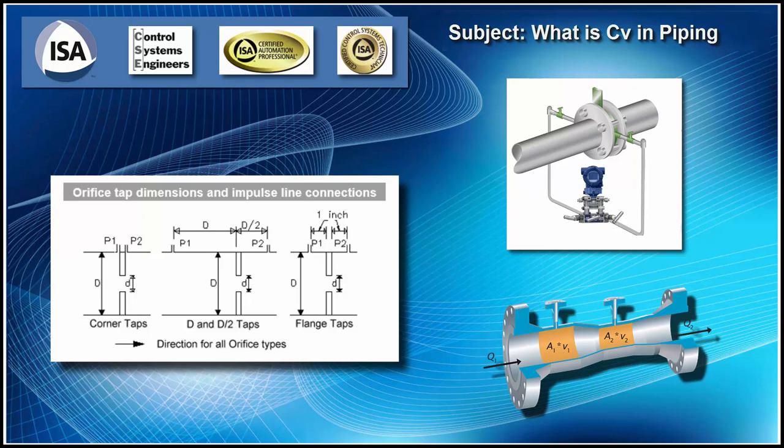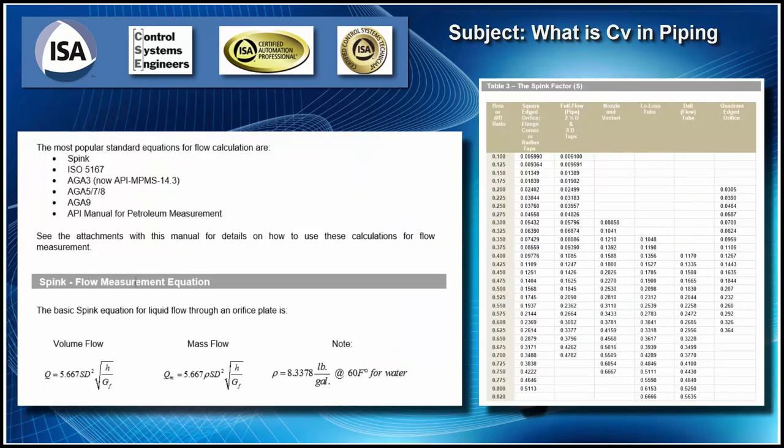Now, these taps can be what they call corner taps, radius taps, pipe taps, diameter taps, and these are all different distances. And we'll cover these taps when we get into flow measurement and show how this works. But we'll just take this Spinks factor, we'll plug it into our formula, and we get that our gallons per minute equals 5.667 times the S factor, the Spinks factor, times your inside pipe diameter squared, times the square root of the difference of head pressure over the specific gravity.